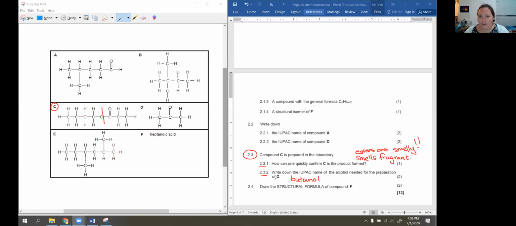All right. And then the question for the IUPAC name of the alcohol needed for the preparation of C. If you draw a line down the middle there, you'll see that it needs a total of 1, 2, 3, 4 carbons, so it's going to be butanol. The carboxylic acid that we would have needed had 3 carbons, so it would be propanoic acid. Okay, and the last question on this particular activity, I'm circling E, that's the wrong one, is they want you to please draw out the full structural formula of compound F, which is our heptanoic acid.